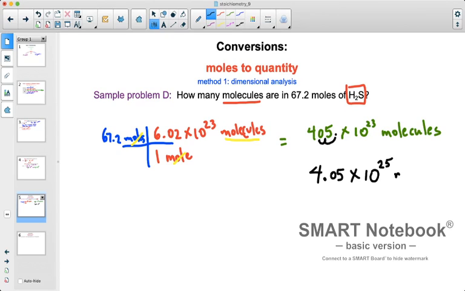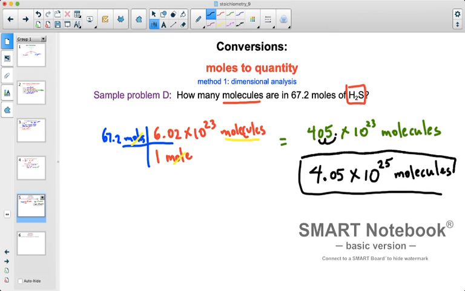I'm going to write my units, so it's wrong without a unit as well. And then that's my answer. That's how many molecules are in 67.2 moles of H2S. All right, so that's how we would do it in dimension analysis.